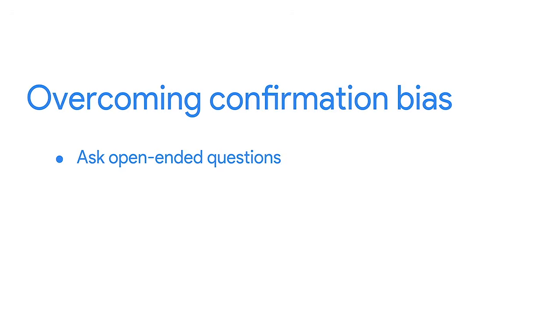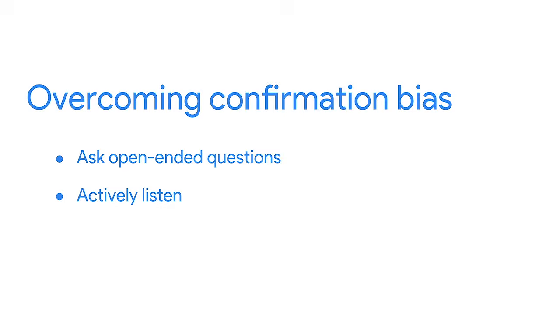One of the most effective methods for overcoming confirmation bias during research is to ask open-ended questions when conducting interviews. An open-ended question lets the person being interviewed answer freely instead of with a yes or a no. You also want to get into the habit of actively listening without adding your own opinions. That means you aren't leading your interviewees towards the answer that you want them to give.